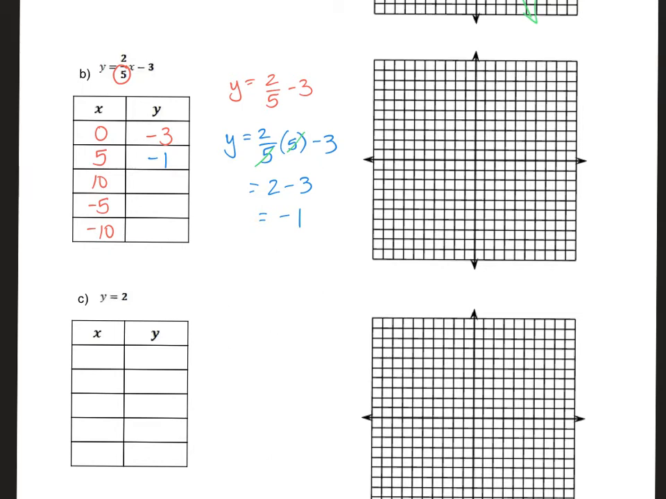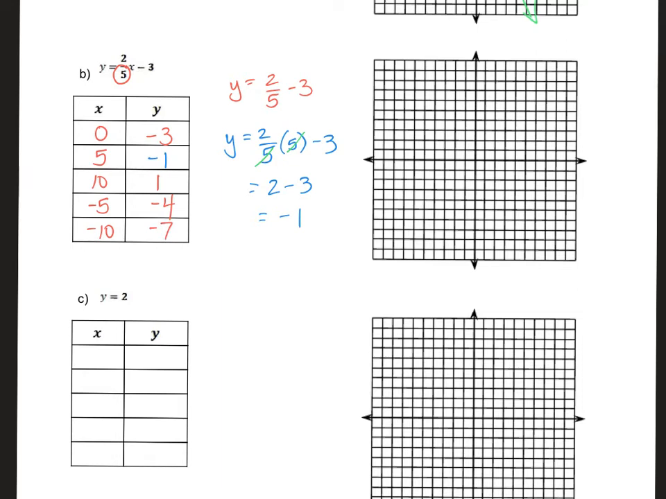So moving forward then, I can replace my X with 10. 2 times 10 is 20. 20 divided by 5 is 4. 4 minus 3, 1. I can replace my X with -5. Well, 2 times -5 is -10. Divided by 5 is -1. Subtract 3. Replace my X with -10. 2 times -10 is -20. -20 divided by 5 is -4. -4 minus 3, -7. We now have all our points that are needed.